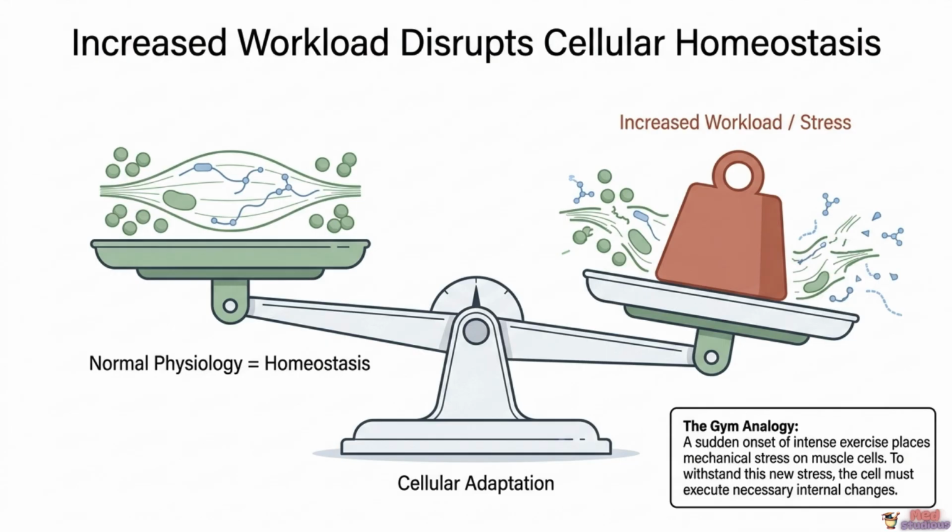The sudden mechanical load placed on muscle cells is far greater than what those cells were previously managing at baseline. The cell's existing protein content, enzyme levels, and energy-generating capacity are all insufficient for the new demand. This mismatch between supply and demand is the fundamental driver of hypertrophy. And here is the critical insight. The cell's response to this disruption is not passive. It is an active, intelligent, precisely orchestrated program of internal restructuring.